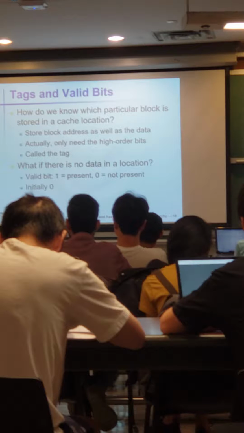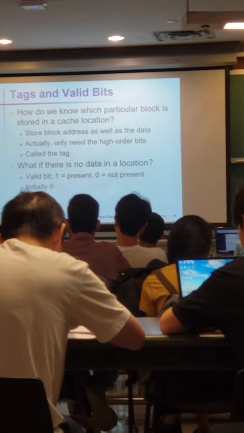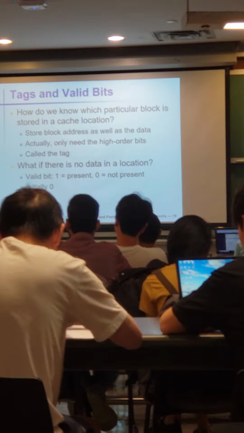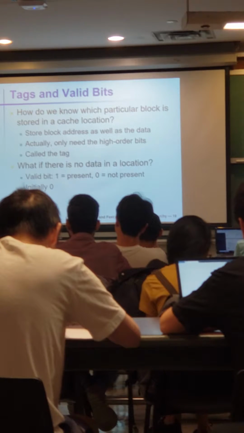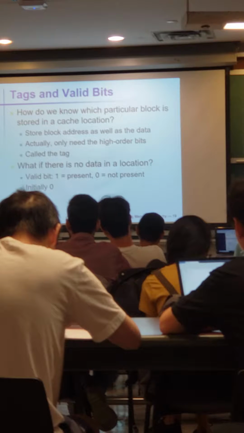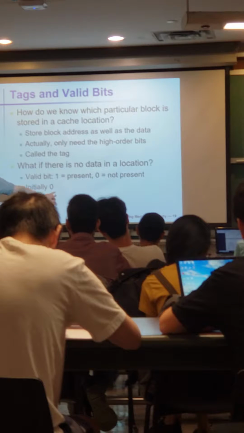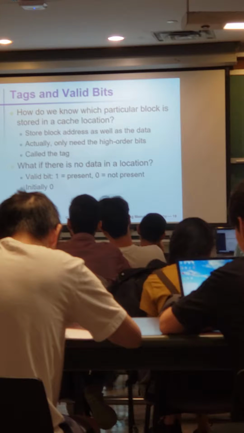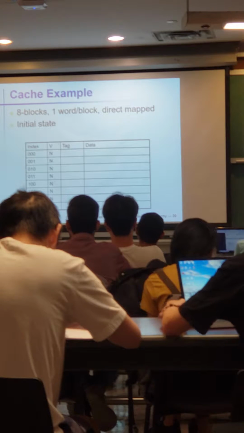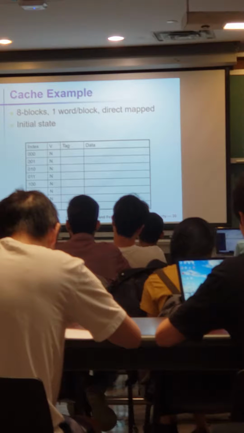And then we have a valid bit, which 0, if everything is initialized to 0, it means the cache entry is not valid. Once you write something there, you can turn this bit to 1. So then you'll know there is some valid data in the cache. Okay? So now let's go quickly through some examples.